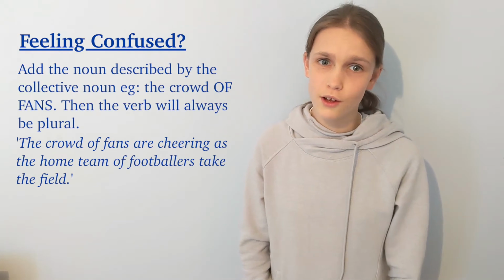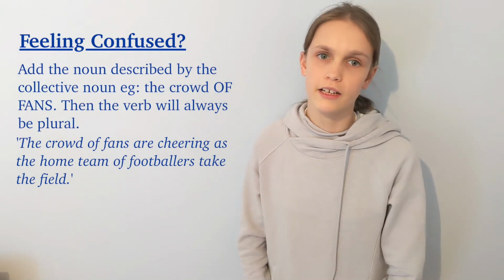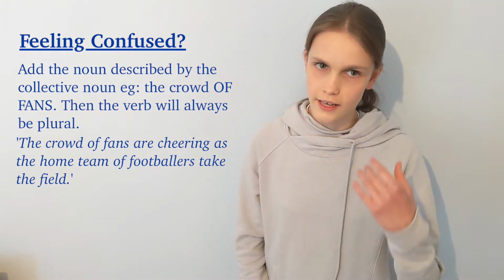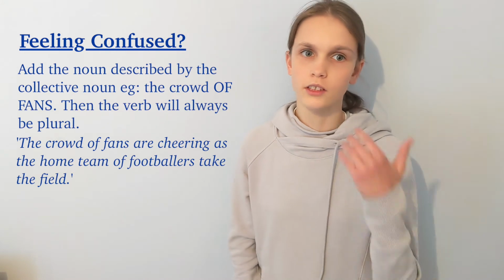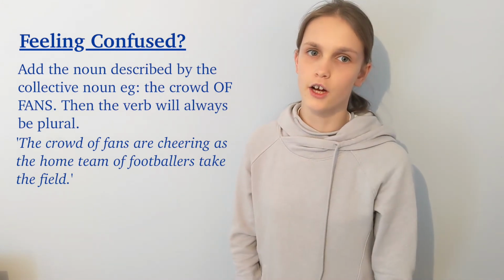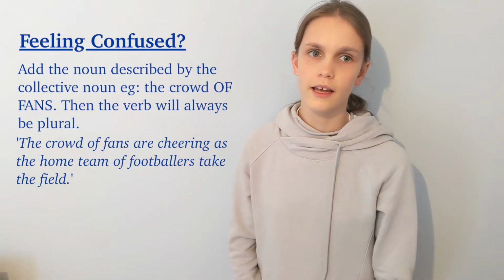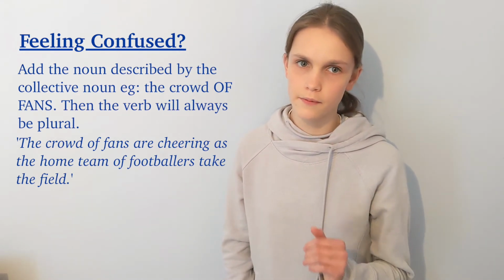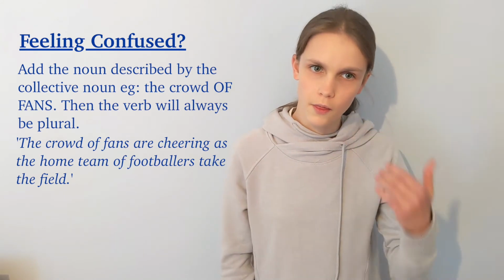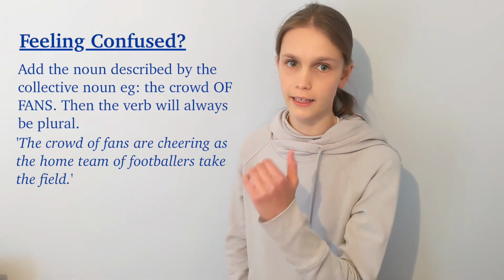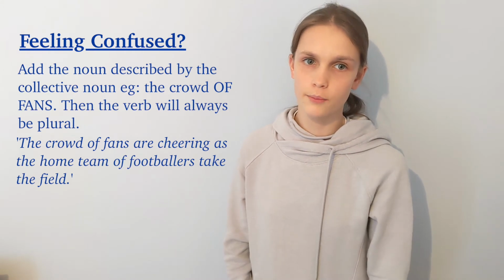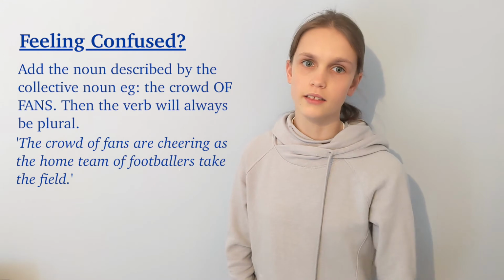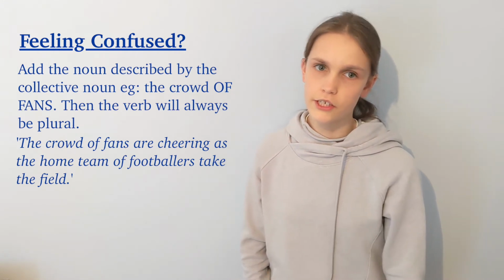Feeling confused? Don't worry, there's a simple trick to avoid making these decisions. If you use the sentence as we did, the crowd cheering as the home team the field, if we say the crowd of fans, then the verb will have to be plural. The crowd of fans are cheering as the home team of footballers, or whatever it is, are taking the field, which is a nice trick to know.